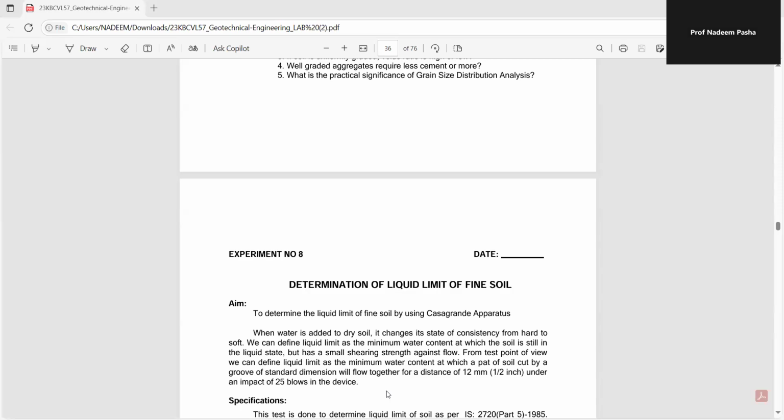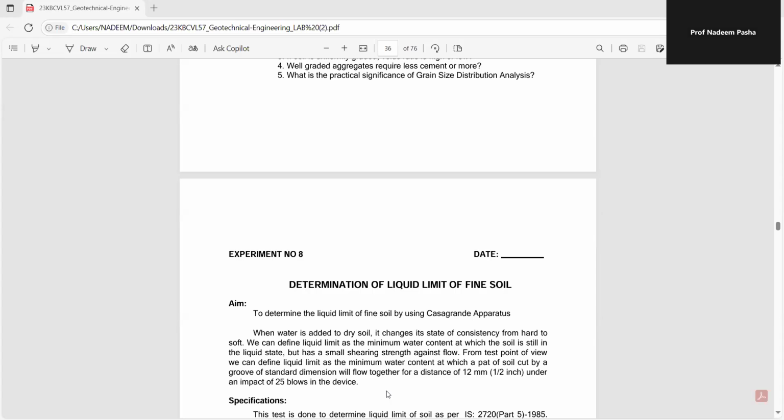We stopped with respect to determination of liquid limit of soil by the Casagrande method. When water is added to the dry soil, what happens? It changes its state of consistency from hard to soft. We can define liquid limit as the minimum water content at which the soil is still in liquid state but has a small shear strength against flow. So how are we defining liquid limit? Minimum water content at which the soil is still in liquid state but has a small shearing strength against flow.